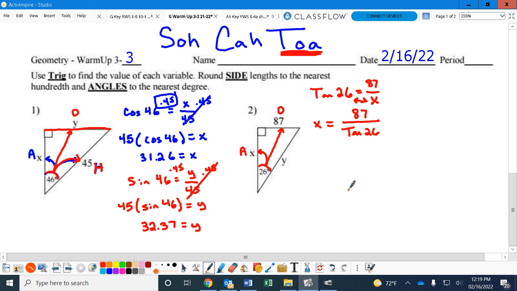Ready? Type 87 divided by 26 tangent equals. This is a side length, so I need two decimals. What does that give us? 178.3. Oh, you talk fast. 178.38. Okay. Everybody agrees it's 38?